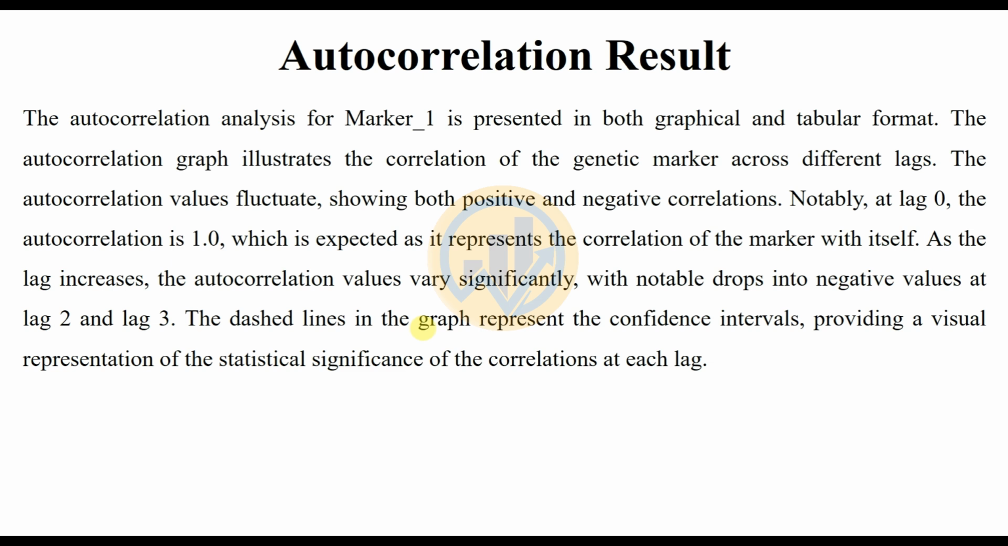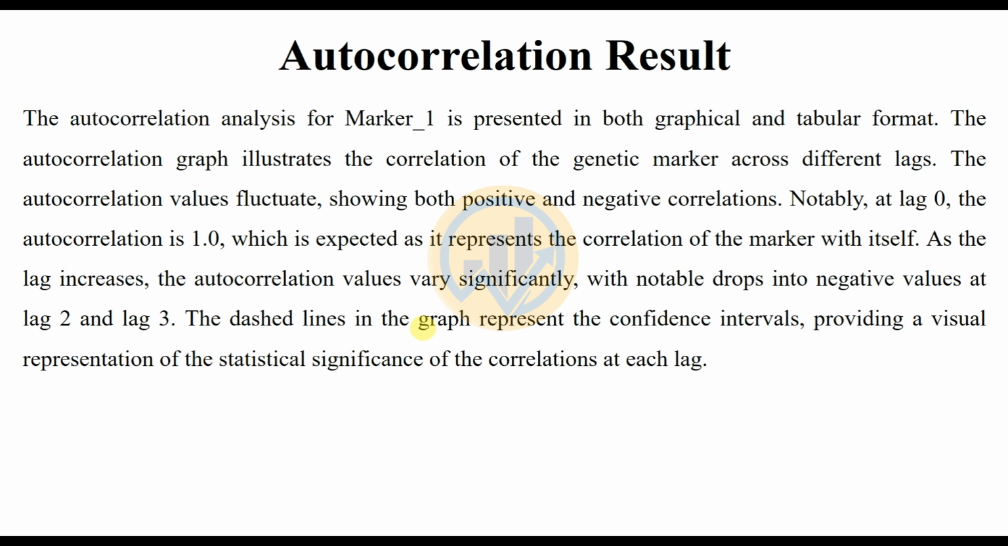So the autocorrelation result: the autocorrelation analysis for the marker 1 samples is presented in both graphical and tabular format. The autocorrelation graph illustrates the correlation of the genetic marker across the different lags. The autocorrelation values fluctuate, showing both positive and negative correlations. Notably, at lag 0, the autocorrelation is 1, which is expected as it represents the correlation of the marker with itself. As the lag increases, the autocorrelation values vary significantly, with notable drops into negative values at lag 2 and lag 3.